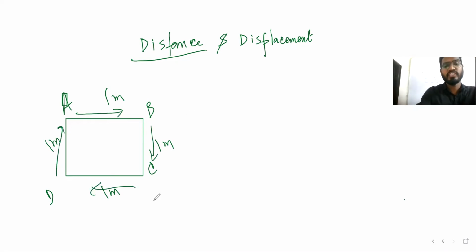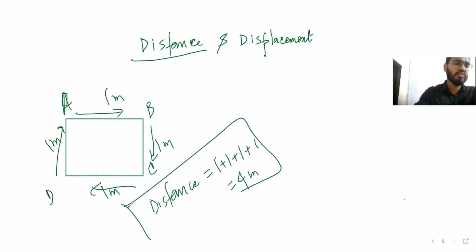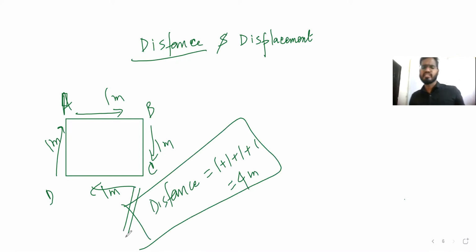So we can say, what is the distance here? Distance is total path length covered by an object: 1 plus 1 plus 1 plus 1. So that is going to be 4 meter. So distance is 4 meter. Now we are going to see the unit of distance.